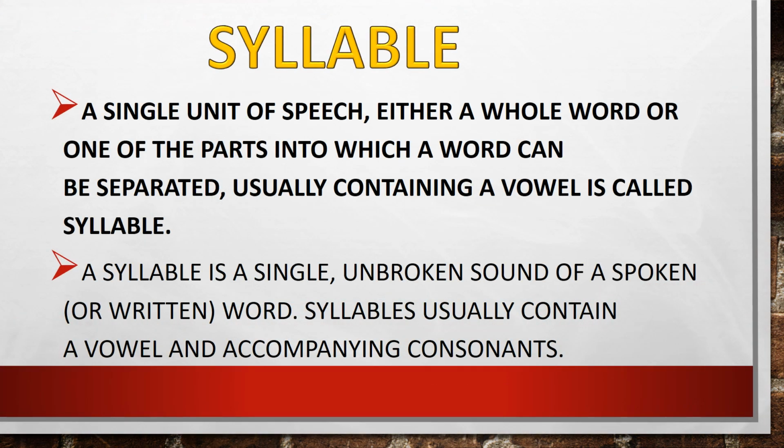What is a syllable? A single unit of speech, either a whole word or one of the parts into which a word can be separated, usually containing a vowel, is called a syllable. A syllable is a single, unbroken sound of a spoken or written word. Syllables usually contain a vowel and accompanying consonants.